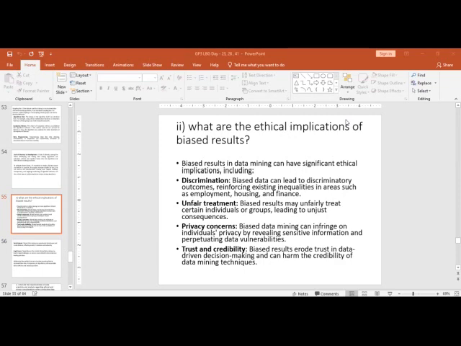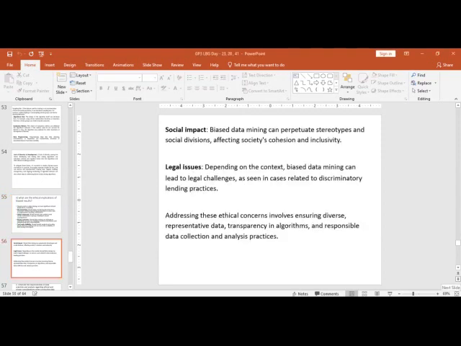Trust and credibility. Biased results erode trust in data-driven decision-making and can harm the credibility of data mining techniques. Social impact. Biased data mining can perpetuate stereotypes and divisions, affecting society's cohesion and inclusivity. Legal issues. Depending on the context, biased data mining can lead to legal challenges, as seen in cases related to discriminatory lending practices.